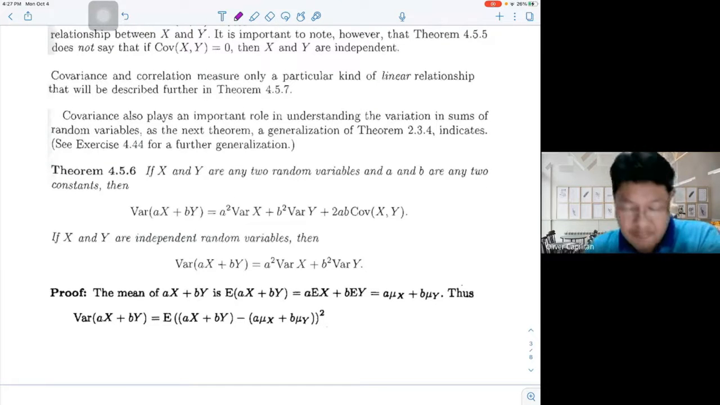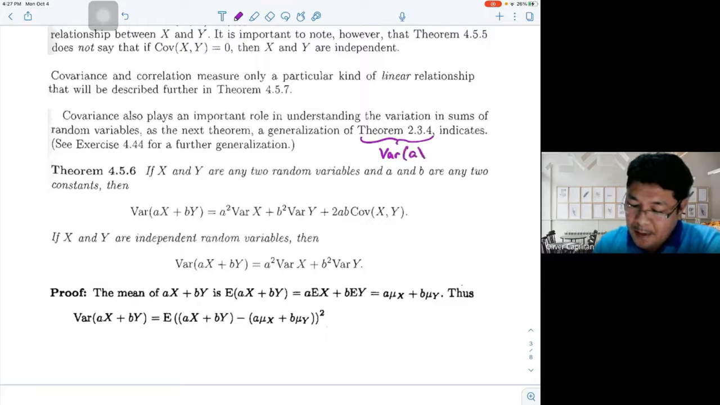So let's look at the role of this covariance function when we have sums of random variables. If x and y are two random variables and a and b are any constants, then the variance of ax plus by will be equal to a squared variance of x plus b squared variance of y plus 2ab times the covariance of x and y. This is actually a generalization of theorem 2.3.4, in which the variance of ax plus b is equal to a squared times the variance of x. That's all.